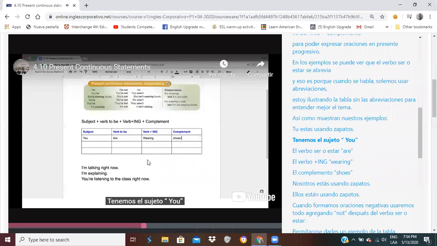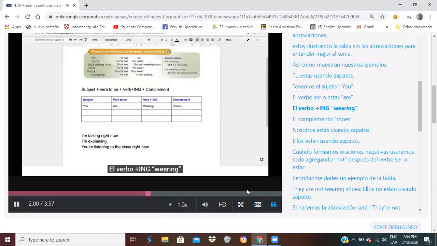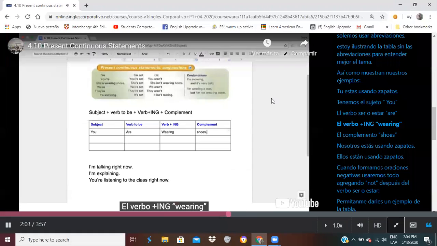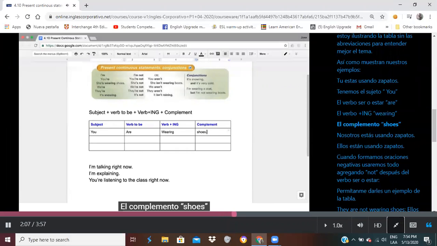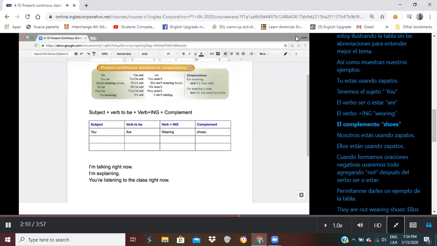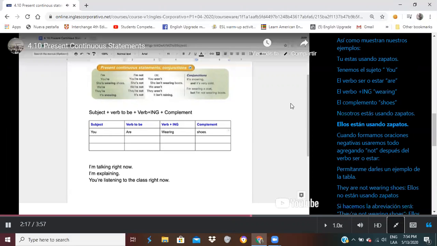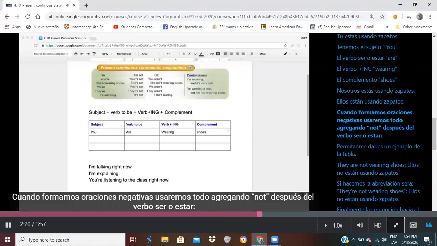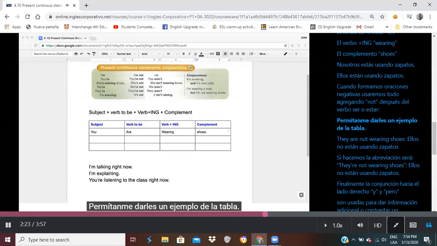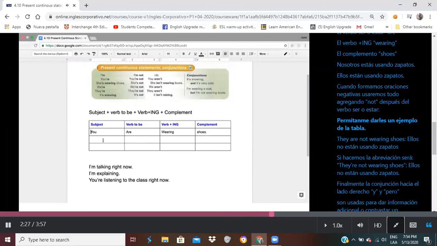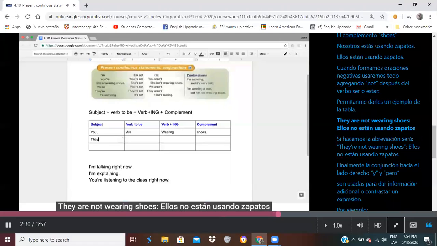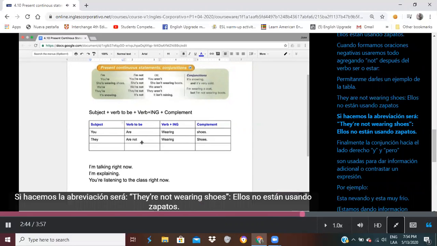We have the subject, it's you, the verb to be are, the verb plus ing, wearing, plus the complement, in this case happens to be shoes. We're wearing shoes. They're wearing shoes. When forming negative statements, you will just add not after the verb to be. Let me give an example on the chart. They are not wearing shoes. They are not wearing shoes. If we made the contraction, that'll be they're not wearing shoes.